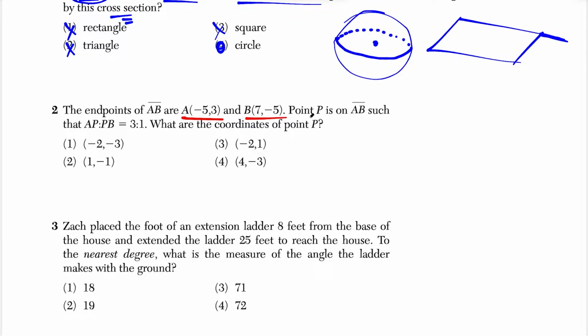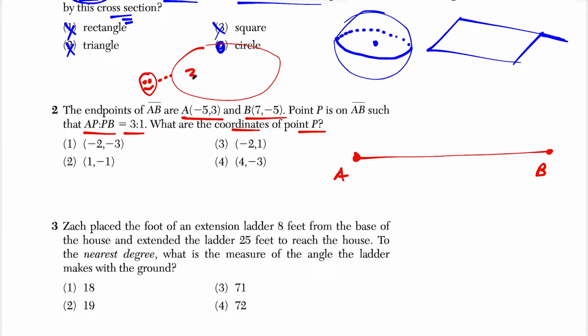Question 2, we have the endpoints of line segment AB are A (-5, 3) and B (7, -5). And we're told point P is on line segment AB such that the ratio of AP to PB is equal to 3:1. And we have to find the coordinates of point P. So what I'm imagining is we have point A over here and point B all the way at the end here, and point P breaks this segment up into a ratio of 3:1.